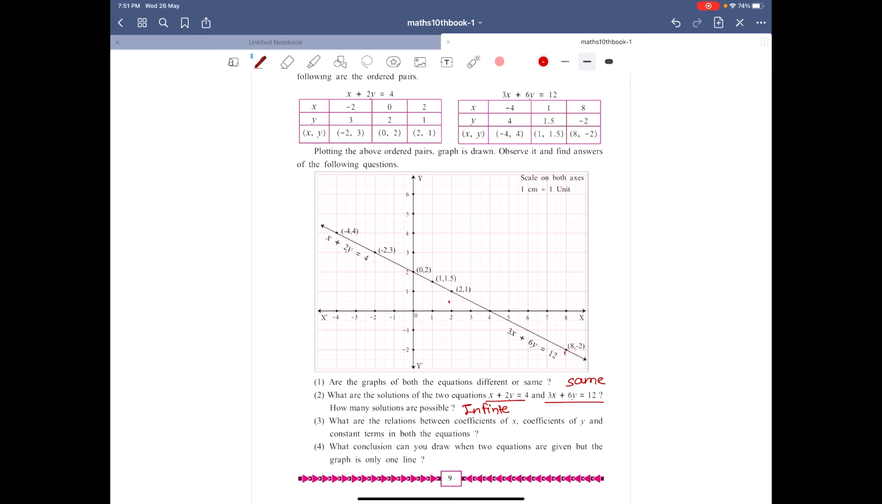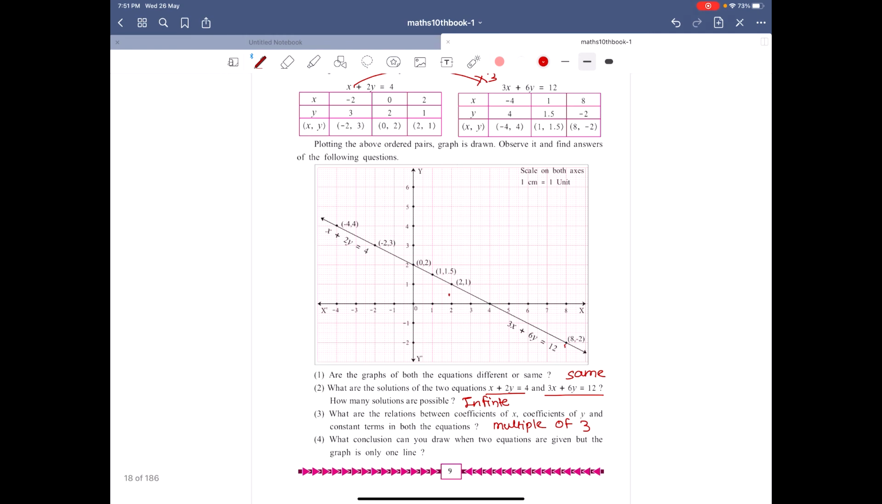What is the relation between the coefficient of x, coefficient of y and constant term in both equations? You observe these two equations carefully. You can see x, 3x; 2y, 6y; 4, 12. So there is a multiplication factor of 3. The x term is thrice, the y term is thrice, and 12 is thrice of 4. That is the answer. Multiple of 3.